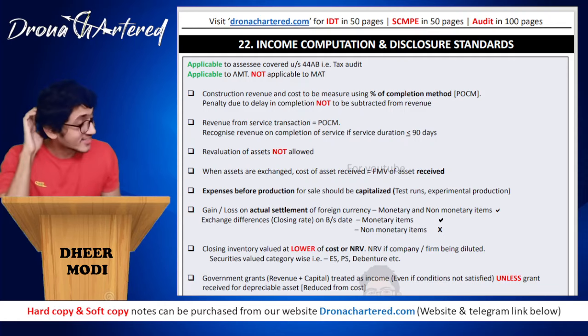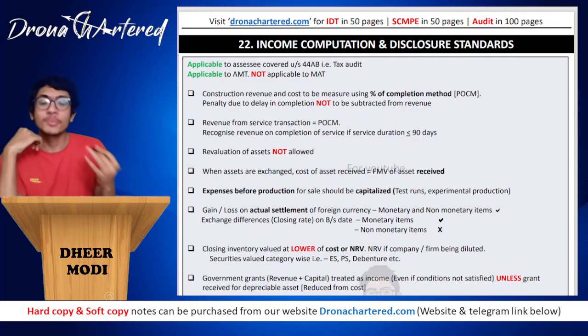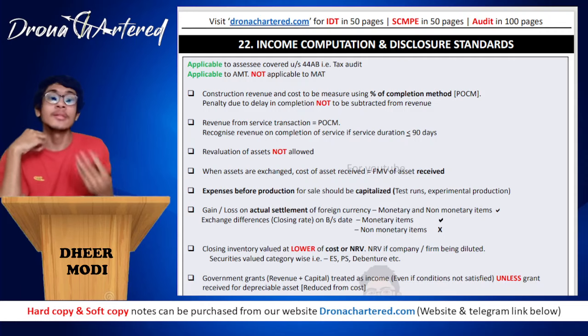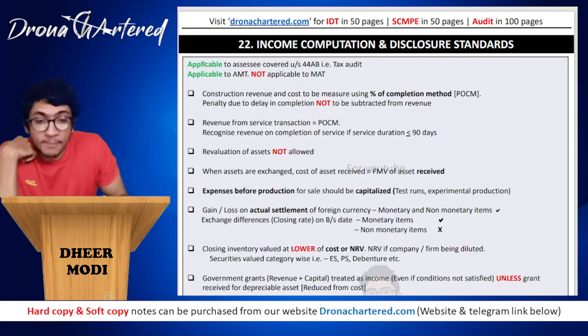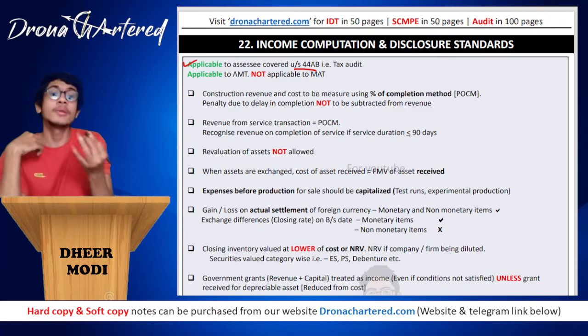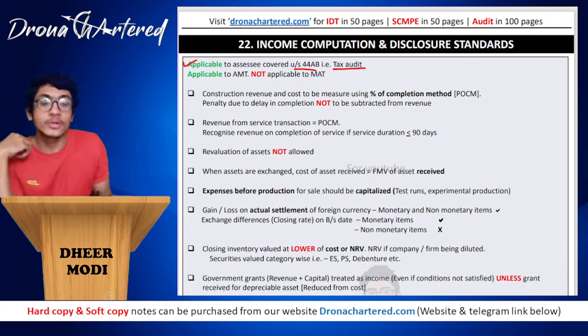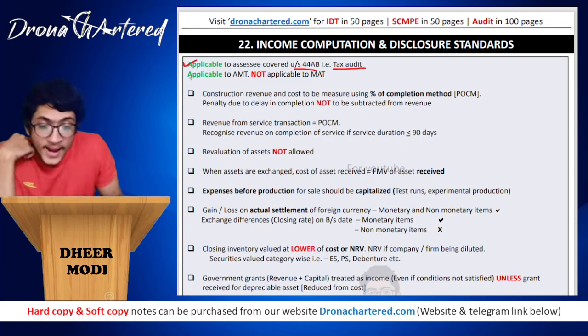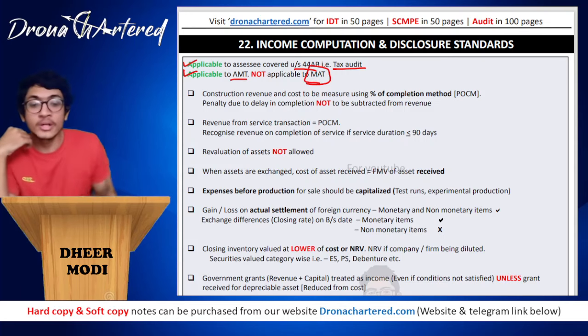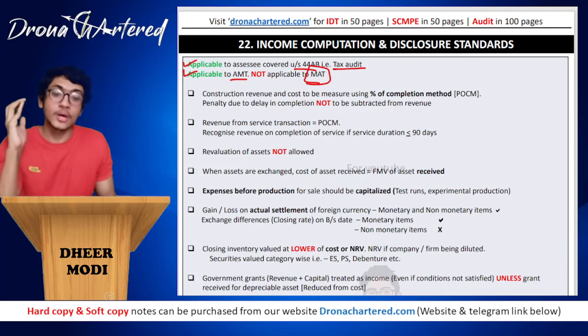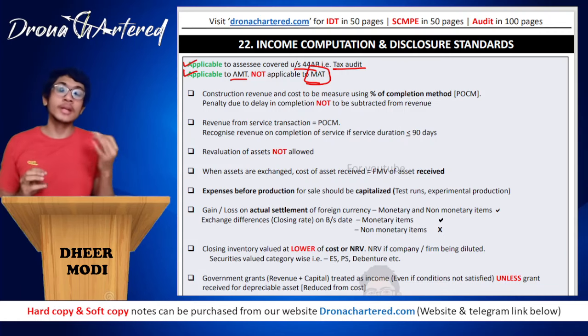Hello. Welcome to our next chapter, that is your Income Computation and Disclosure Standard, that is ICDS. It is applicable to SSCs covered under section 44AB, that is to those SSCs to whom tax audit is applicable. And it is applicable to AMT. However, it is not applicable for calculation of MAT, that is your minimum alternate tax. It is not applicable to those, but it is applicable to AMT, that is your alternate minimum tax.